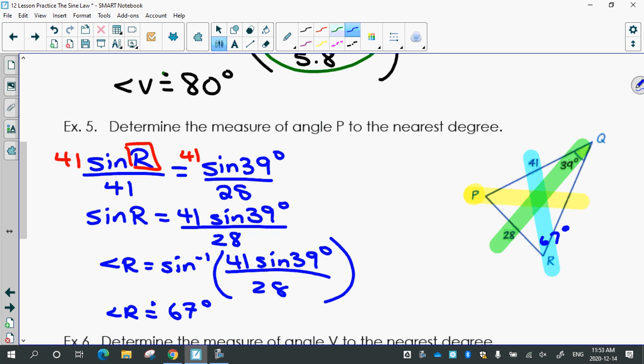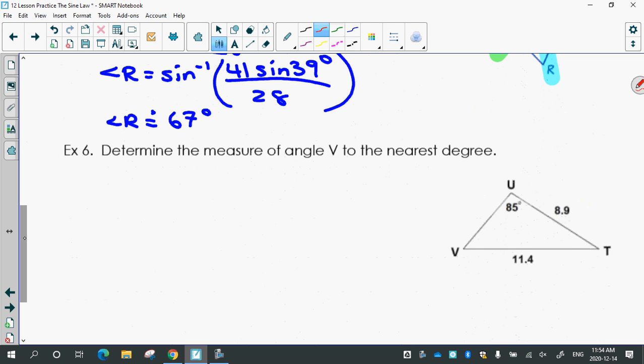So then angle P is going to be 180 minus Q minus R, or approximately 74 degrees. Again, why aren't we using SOHCAHTOA for these triangles? Because there's no right angle. Okay. All right, so we've done 2 examples of finding an angle.